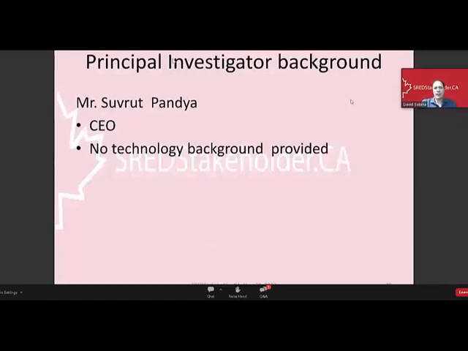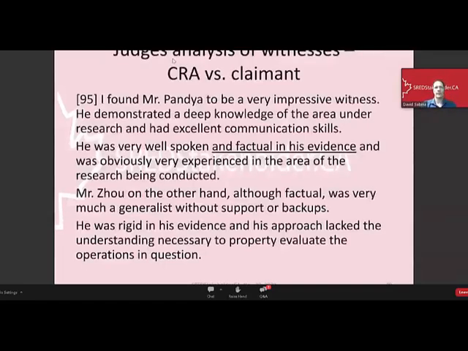So one of the key things that I always look at, or the court will generally look at, is the technology backgrounds of the principal investigators. Okay, so we're told that there was a Mr. Pandya, who's the CEO. In this case, they didn't provide us with a technical background, whether he had any. And if I look on the internet, I couldn't find any background for him. So we'll assume that he doesn't have a Bachelor of Science or equivalent in the field of technology, or that likely would have been mentioned in the case. Okay.